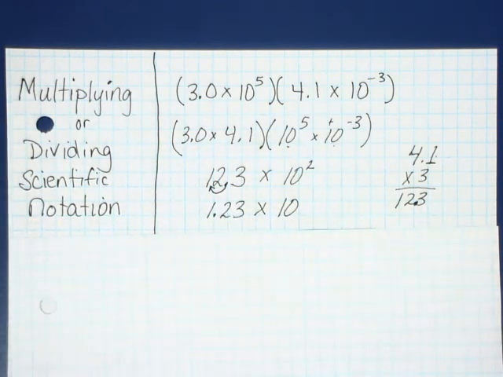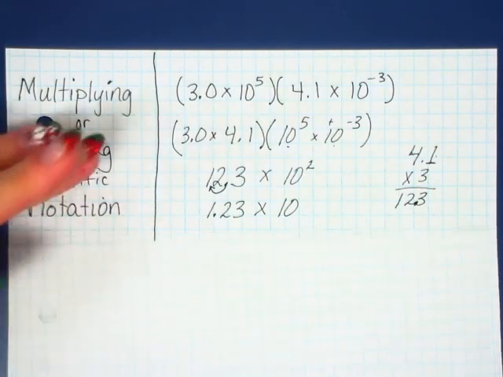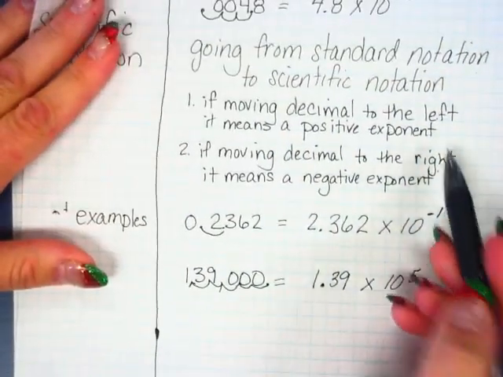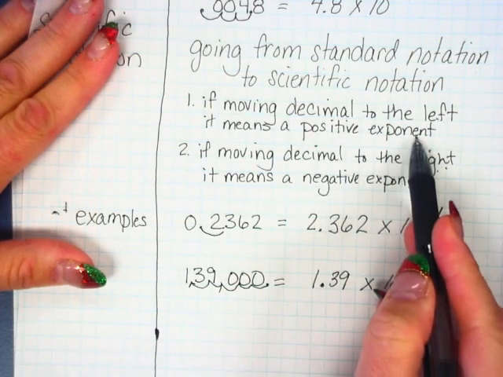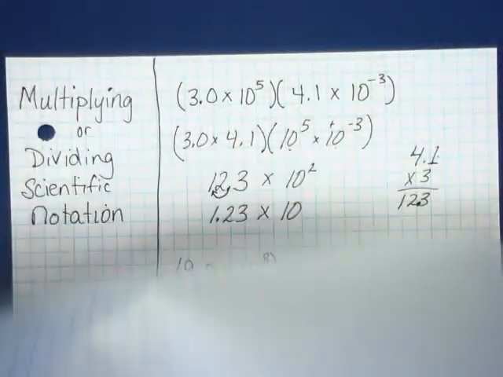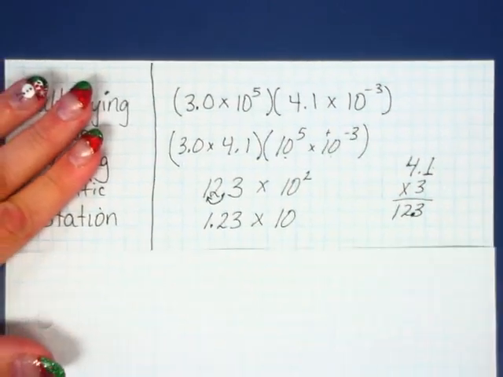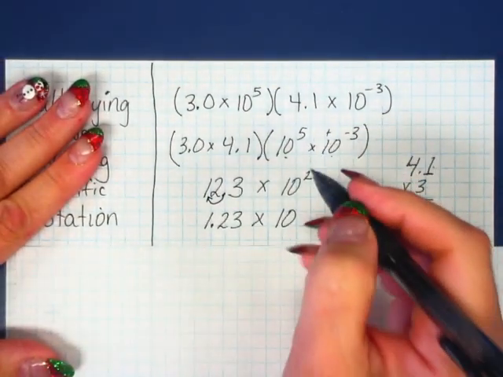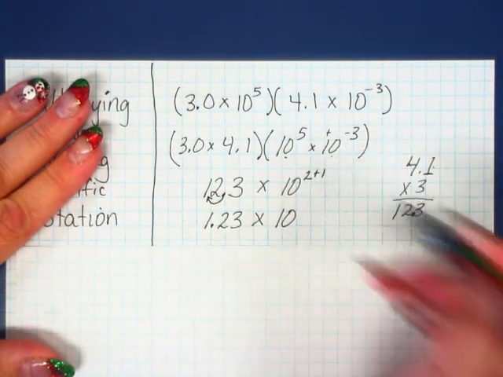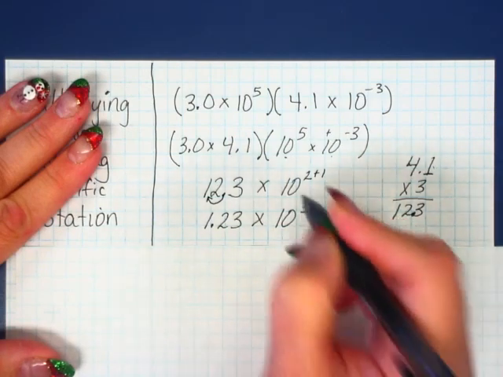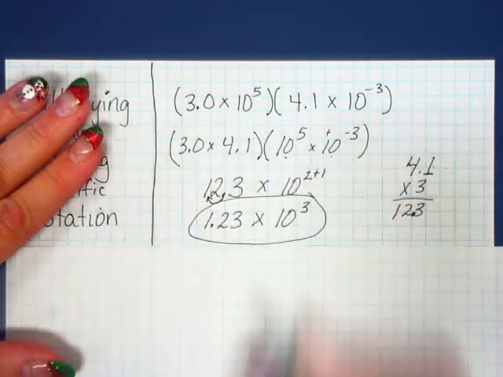And if we go back to our notes that we just finished, actually it's right here, when we move our decimal 1 to the left, it's a positive exponent. So if I move this to the left 1, I'm adding on that 1 exponent. So I get 10 to the 3rd power.